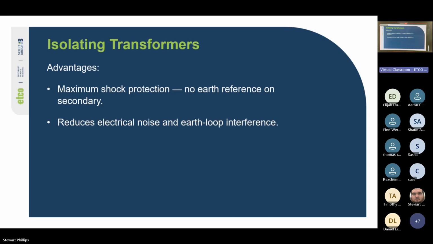Cool. It reduces electrical noise and earth loop interference. So on particular medical equipment or so going back to the laboratories, testing equipment, sometimes there's a bit of noise on the earth. Has anyone ever done any work with kind of audio stuff or music stuff?